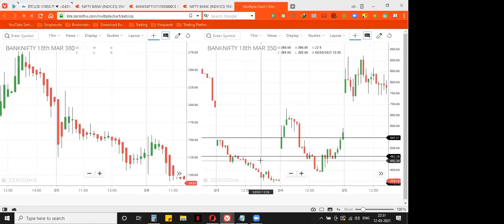Ideally, what you should be looking for is to find out whether you can identify a support around that area. If you have the support, you know that you can be doubly sure you're going to get in at the lowest price and you're going to ride the wave.